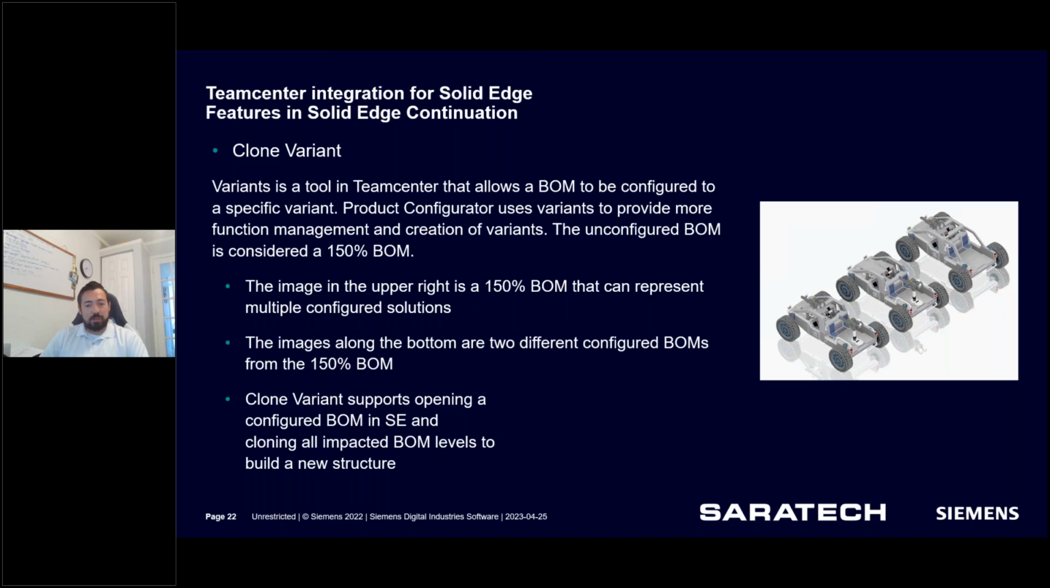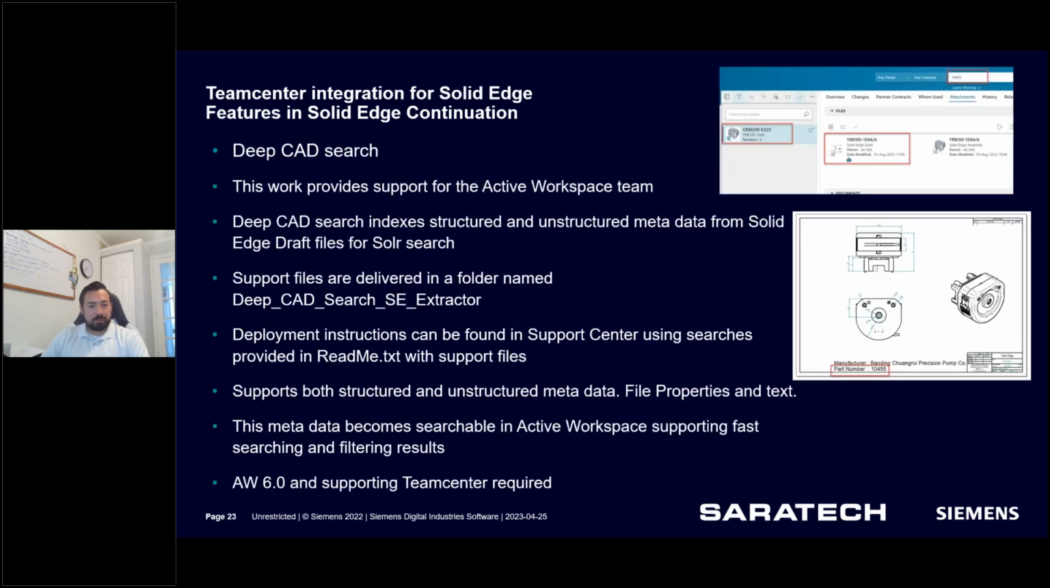So on the top right, you see, for example, a cart without anything in the back. The images along the bottom are two different configurations of the BOM, of the 100% BOM. So now you're looking at different configurations of that top right assembly with different ways of configuring that other assembly. So clone variant supports opening a configured BOM in Solid Edge and cloning all impacted BOM levels to build a new structure.